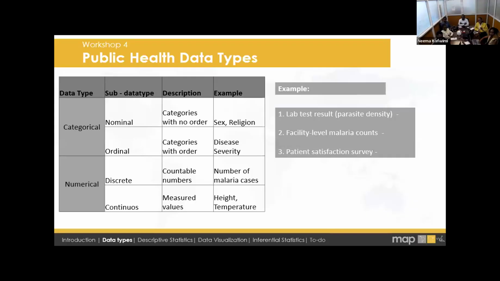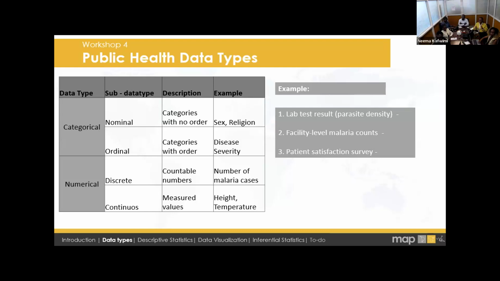The categorical data types are also divided into two: nominal and ordinal. When we look at nominal, these are the categorical data types which are not arranged in ordered form. They don't need any order or sequencing. For example, religion or facility ownership, the categories can be arranged anyhow without following any order.